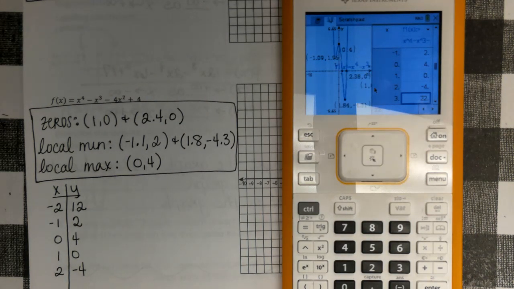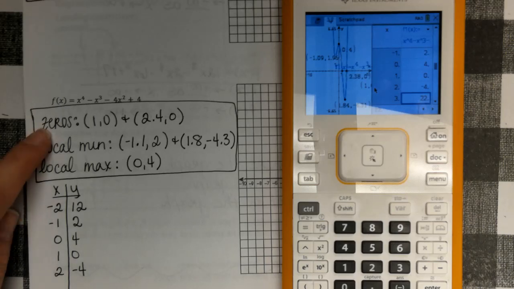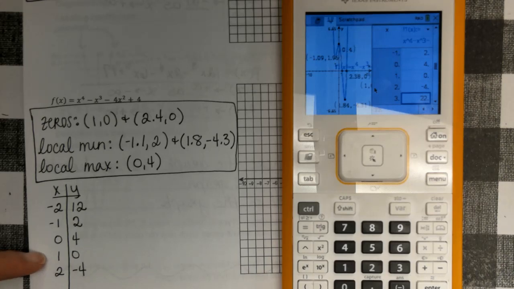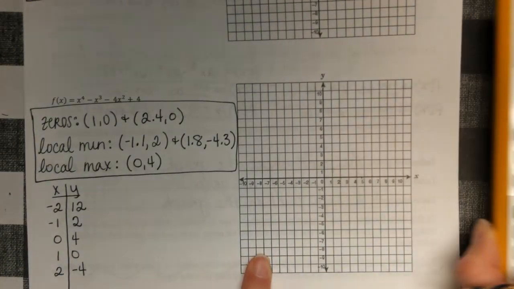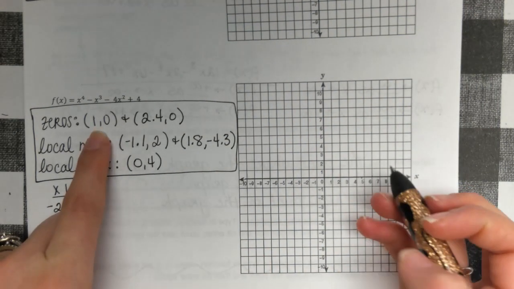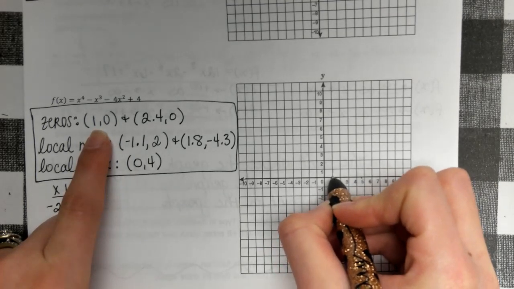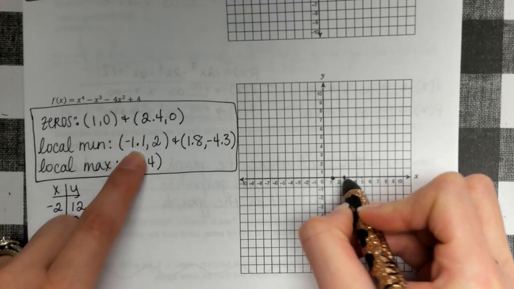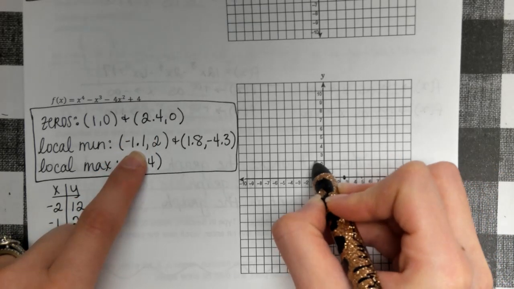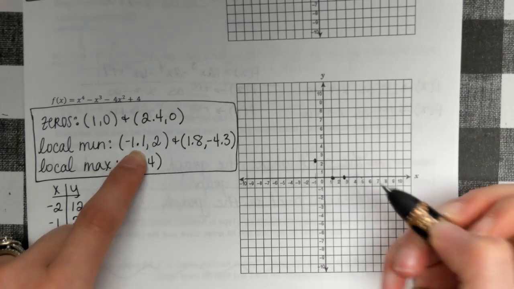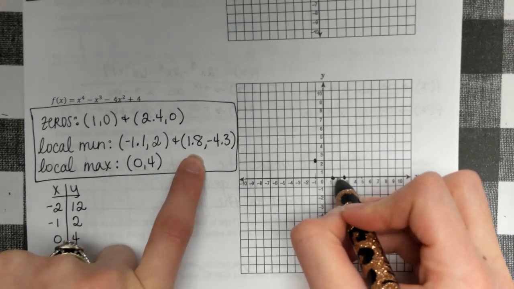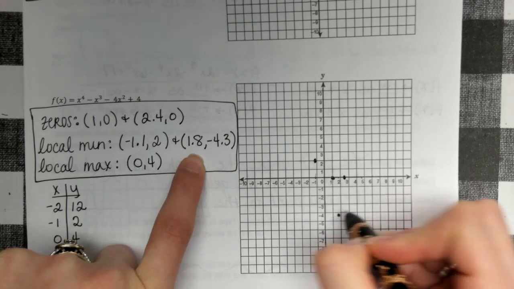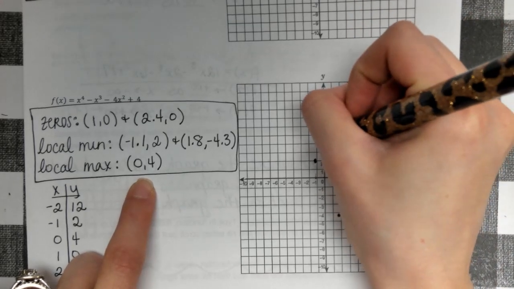Okay? So when you graph this, I did not just put the local max, zeros, and mins in my table, but you need to have that to be able to make your graph. Okay? So what I do is I plot these points first. So 1, 0, 2.4, 0, negative 1.1, 2, 1.8, negative 4.3, 0.4.